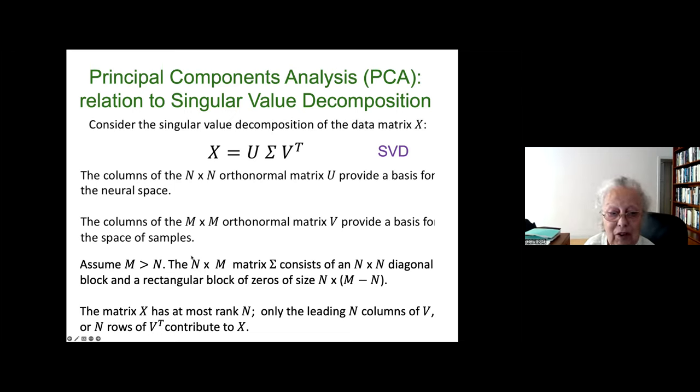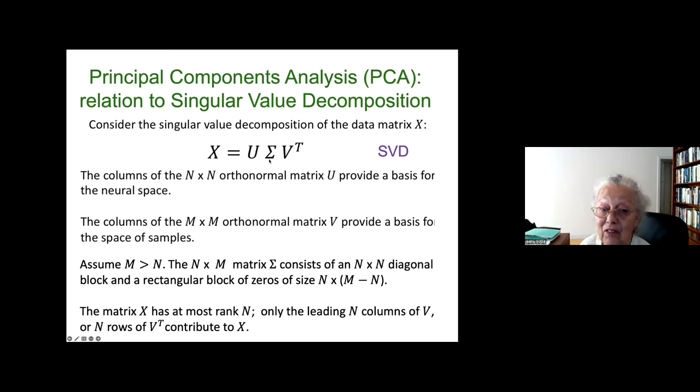And because typically we are in a case where M is larger than N, so we have more samples, or more data points, than neurons, this matrix sigma, which is a diagonal matrix, actually is a rectangular matrix. So it has an N by N diagonal block, and then the rest of the columns that I need to get to M columns are simply zeros.